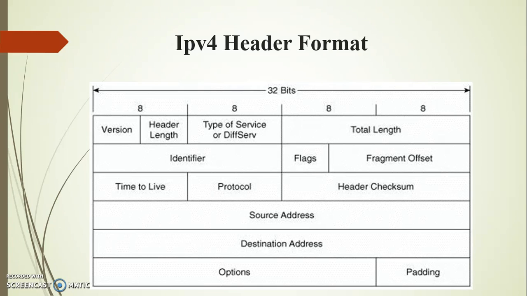So version is 4 bits. Header length is 4 bits. Type of service is 8 bits. Total length 16 bits. Identifier 16 bits. Flags 3 bits. Fragment offset 13 bits. Time to live 8 bits. Protocol 8 bits. Header checksum 16 bits. Source address 32 bits. Destination address 32 bits. Option 24 bits. Padding 8 bits.